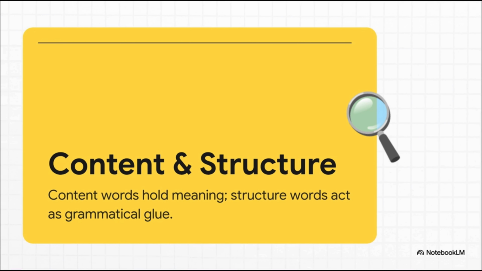Structure words, like articles, prepositions, and conjunctions, they're really just the grammatical glue holding it all together. So to speak with real authority and clarity, especially under pressure, we must forcefully punch the content words that hold the meaning and just glide smoothly right over the structural grammar words.